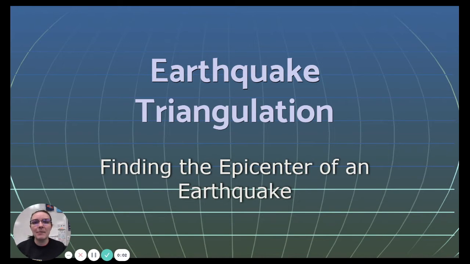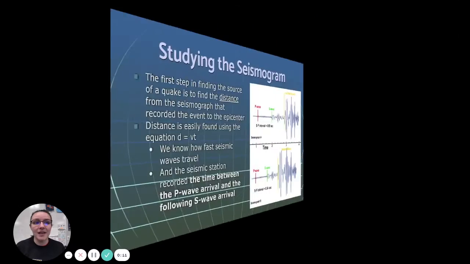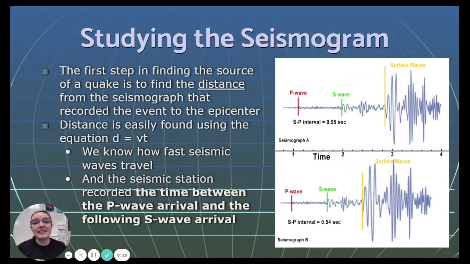Hello, today we're going to be talking about earthquake triangulation, or how we find the epicenter, the origin, the point on the ground where the earthquake started. So we do this by studying the seismogram. The seismogram is a graph that shows the intensity of waves as they show up.